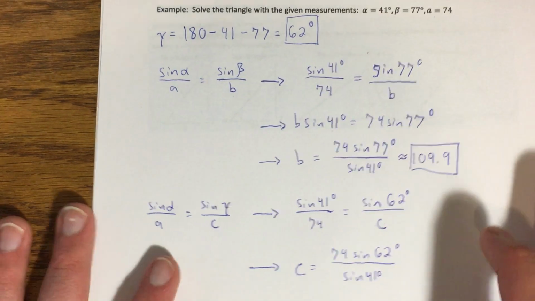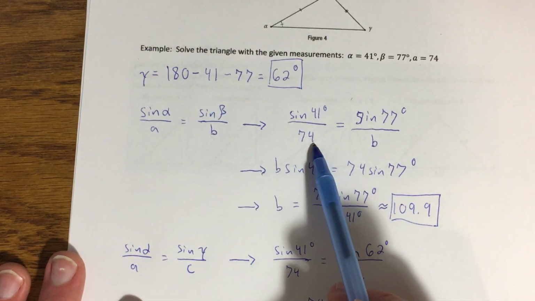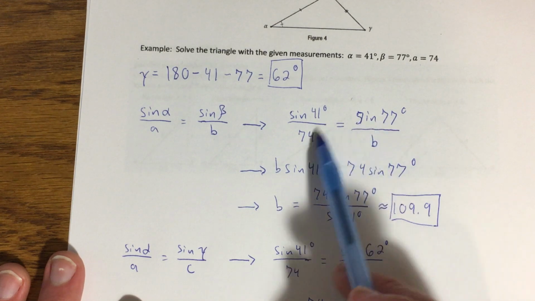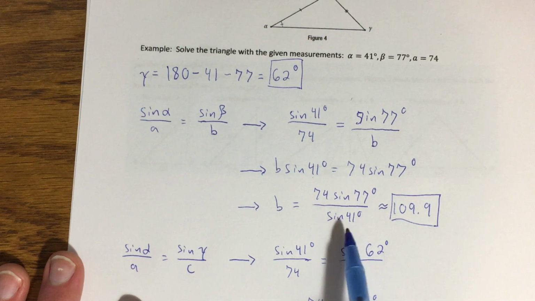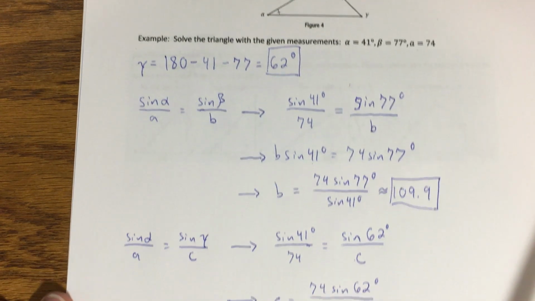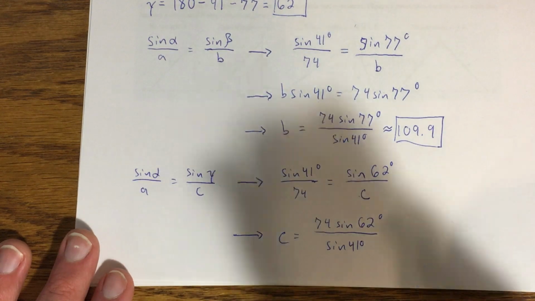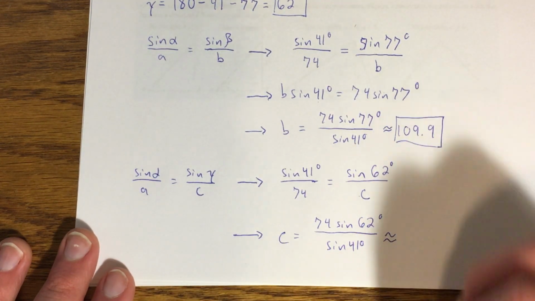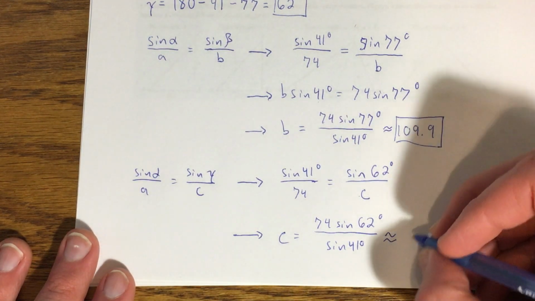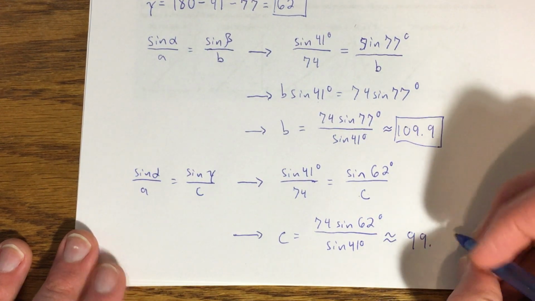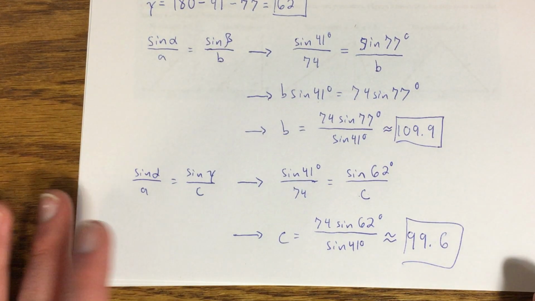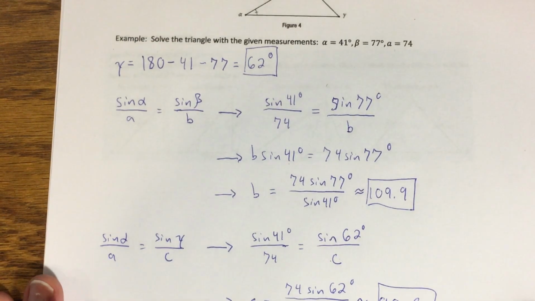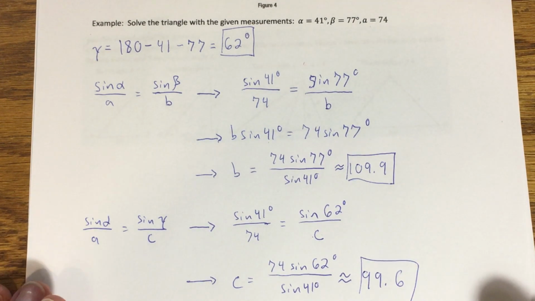That's exactly what ended up happening up here. 74 times sine of 77. I multiplied the two known quantities, see that here, and divided by the one remaining known quantity, sine of 41 degrees. That's a shortcut that gets us through these a little bit faster. This can go into a calculator, and this one comes out to approximately 99.6. And at this point, we would say that we've solved the triangle because we found the three missing pieces, one angle and two sides in this case.